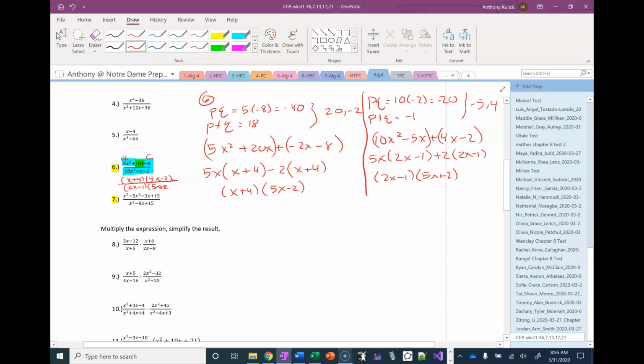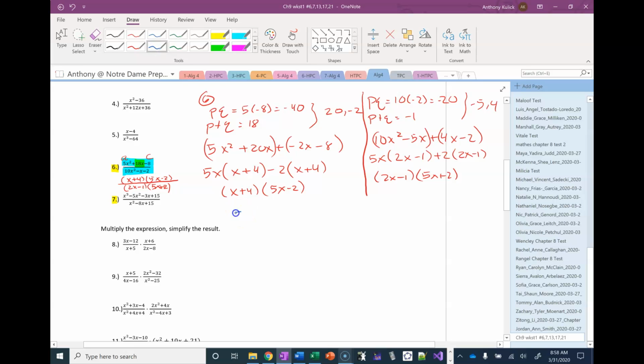And if I look there, it does not appear that anything cancels, which makes me wonder if I made a little mistake somewhere along the way. But it doesn't seem like it. So I think that one just is prime and there's no more reducing that can happen there.